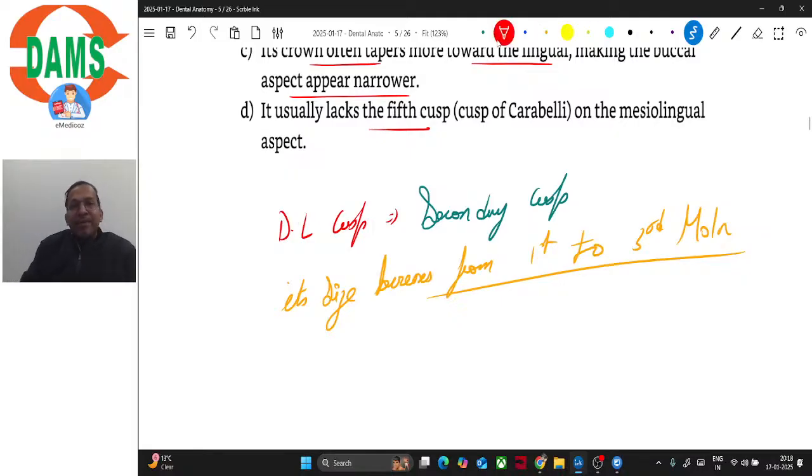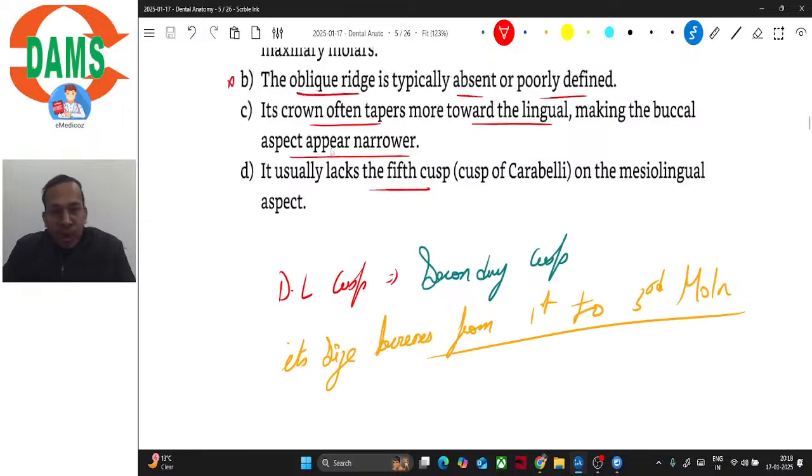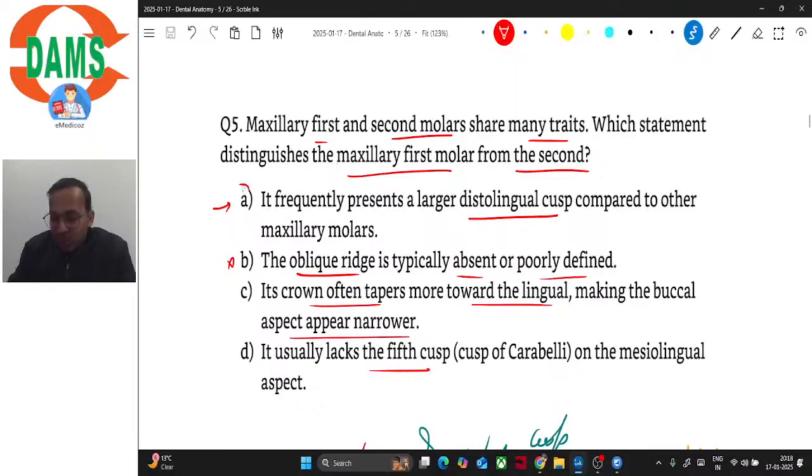And hence this statement is always correct. So if it is absent in first, it will definitely not be present on second or third molars. If it is present on first, then definitely it will be smaller on second and further smaller on third, or absent on third, right? So the option A is always correct, but option C, that the crown tapers.